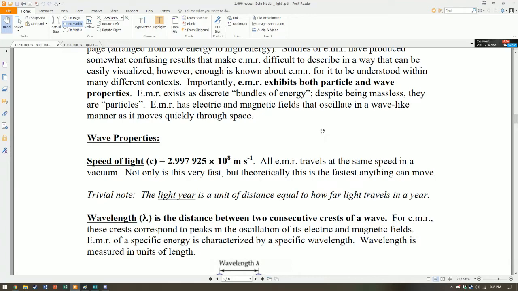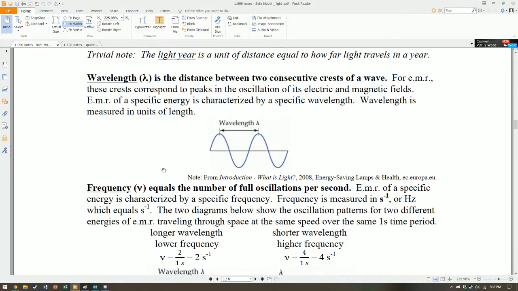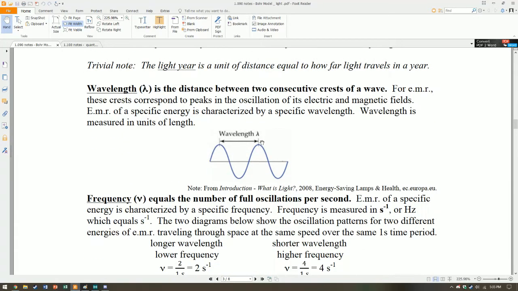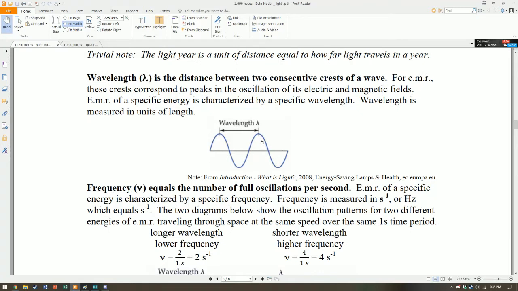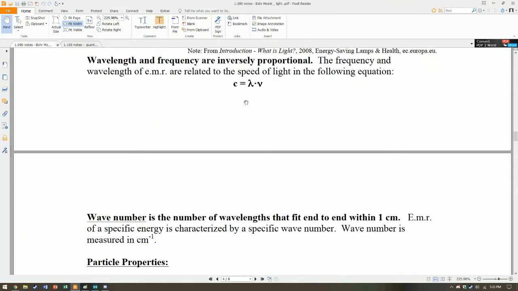Some of the wave properties of photons are that they have a speed, a wavelength, and a frequency. The speed is pretty obvious: how fast it travels. Wavelength is the distance between two consecutive crests, or more aptly, the distance traveled during one full oscillation of the wave, and the frequency is the number of oscillations that occur in each second. It is given in hertz, and they're related by this equation: c equals wavelength times frequency. They're inversely proportional.